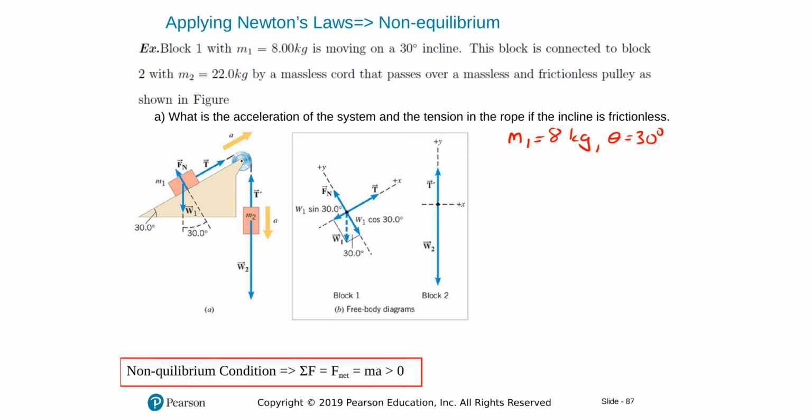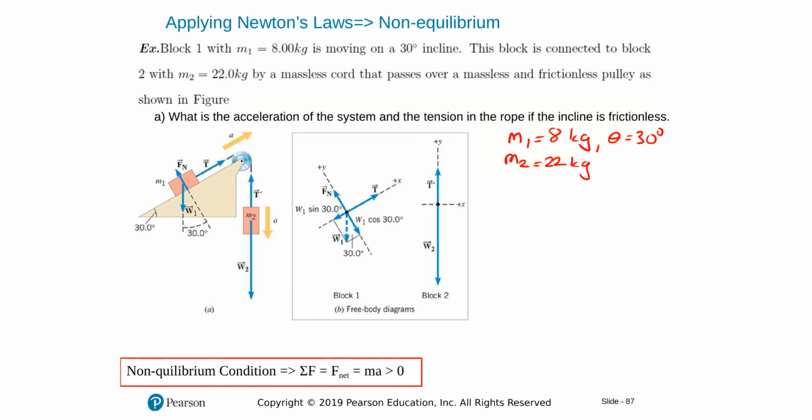There's another block tied to the system with a pulley, and that block is M2 and it's 22 kilograms. I'm going to put it in here too. It's connected by a massless cord, so I assume strings are massless. We don't go into that much detail. Anyways, it passes over a massless and frictionless pulley. We assume the pulley doesn't apply any resistance to the system. It's frictionless and massless as well.